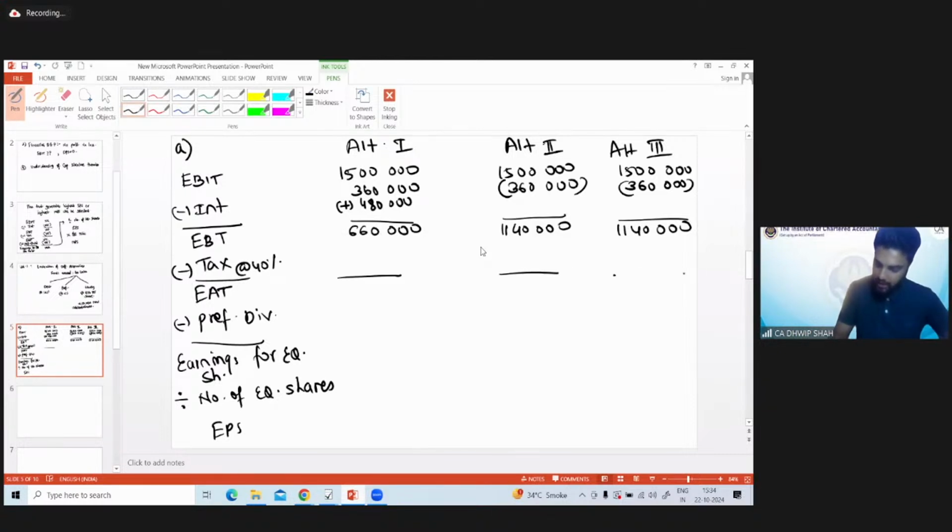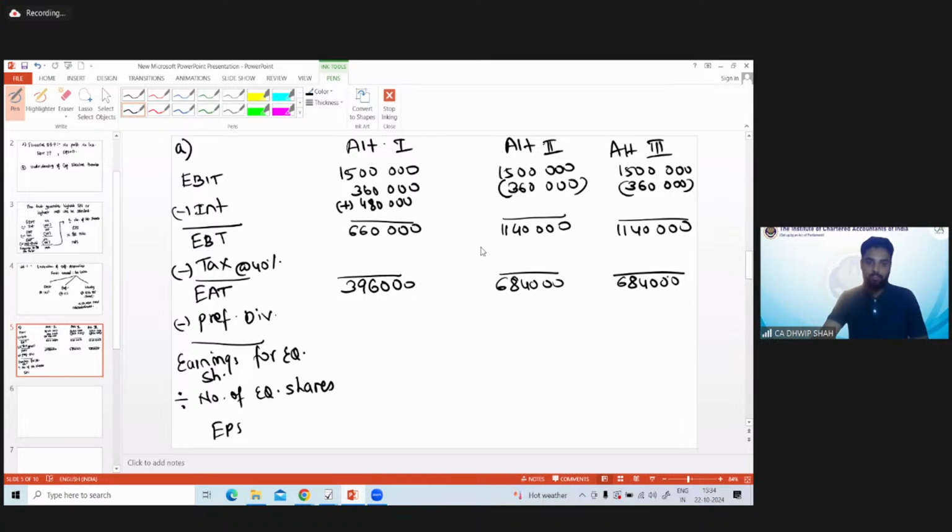So my earnings after tax would be 660 minus 40%, 396, 1140 minus 40%. See, I'm saving some time. I'm not writing the tax figure. I'm assuming you all know to calculate that. I'm saving our time and I'm writing earnings after tax directly.